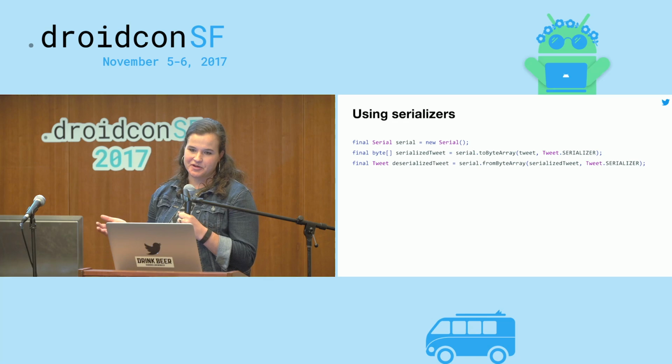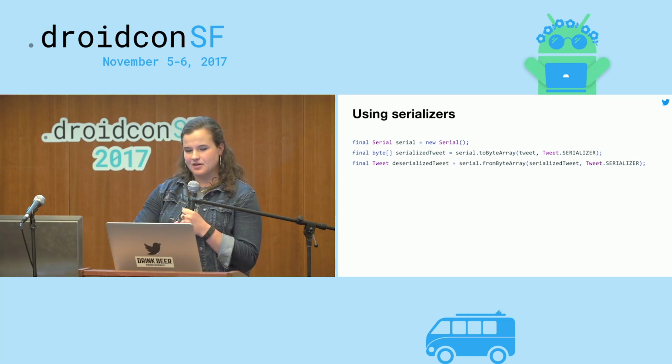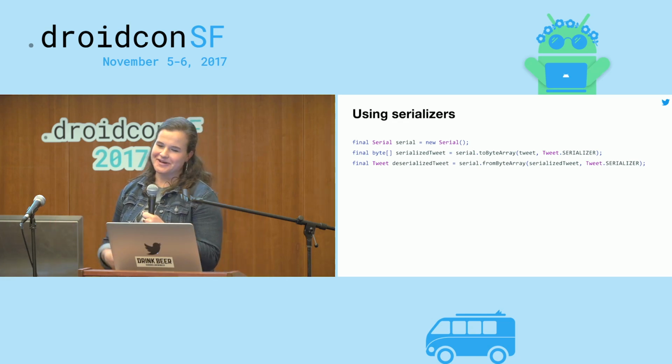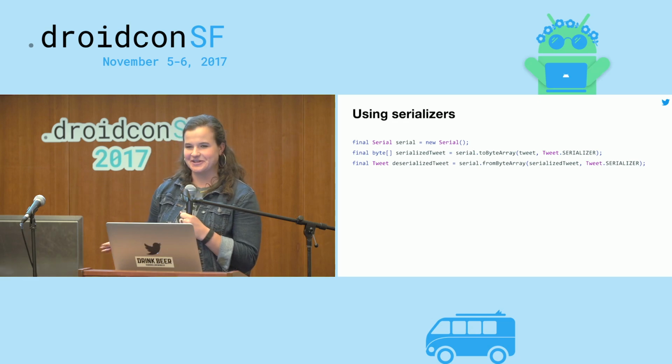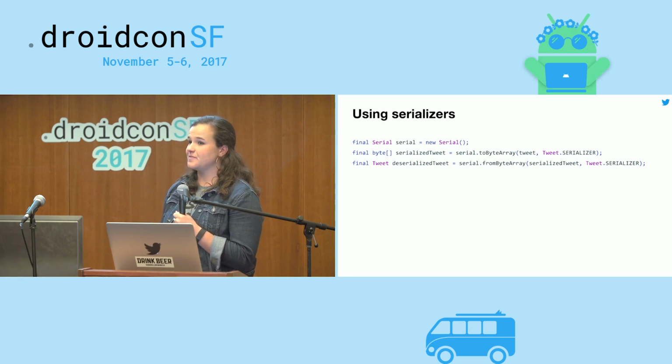So if you're a developer using this, this is pretty much what you need to know, that you have the serial object, you can call to and from byte array on it. But for the purposes of this talk, to explain to you why this actually works, I'm going to go into a little bit of detail of what the streams actually look like.